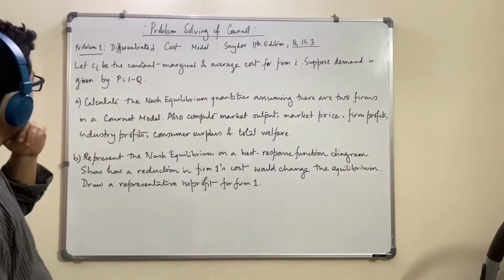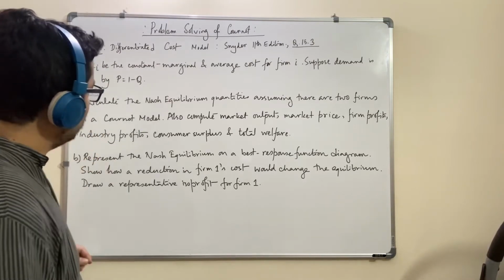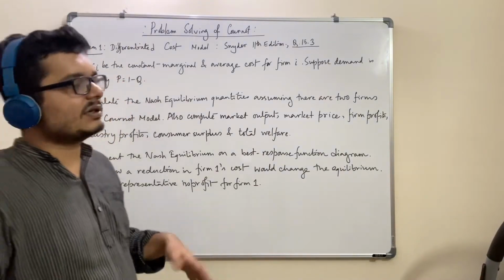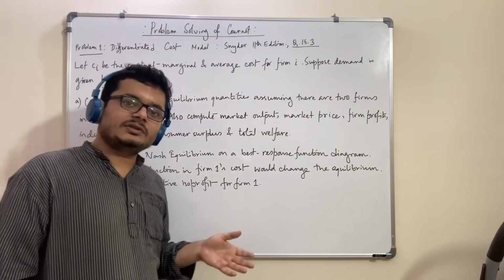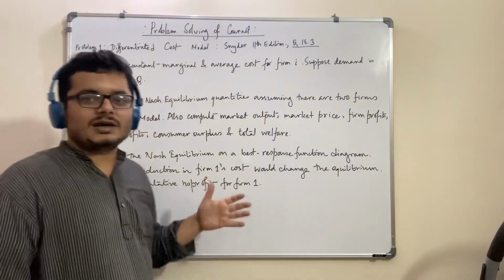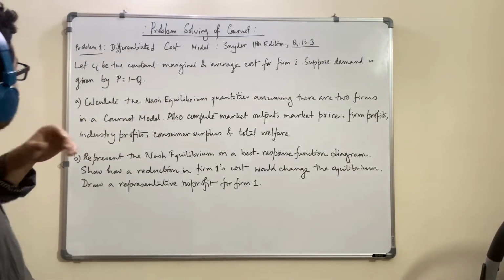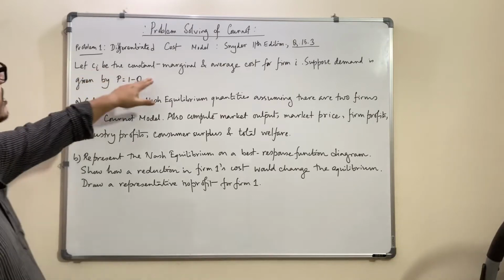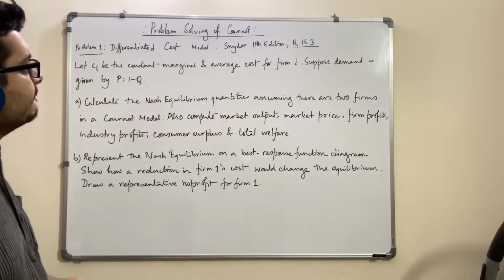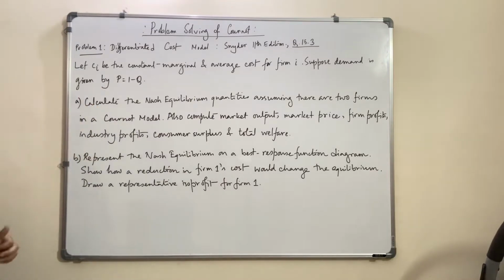So we have what we call a differentiated cost model, right? We talked about same cost in the standard model. We derived that using calculus in the last class. If you are not familiar with that, then please go back and check, because we are going to follow the same mathematics here. Anyway, so we have a differentiated cost model, that is, let c_i be the constant marginal and average cost for firm i, MC and AC. Suppose demand is given by P = 1 - Q.